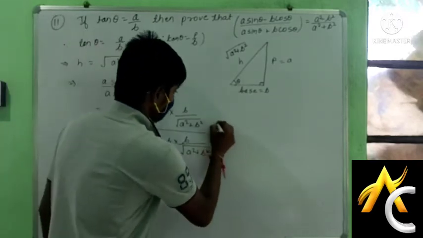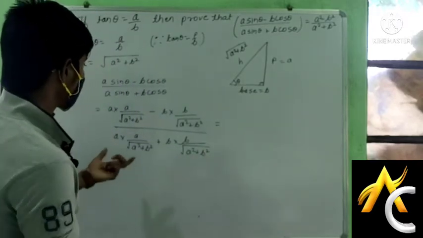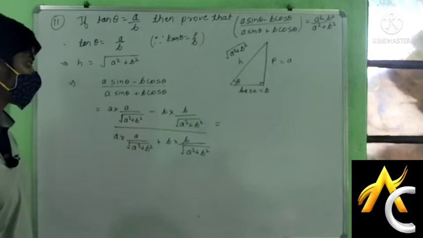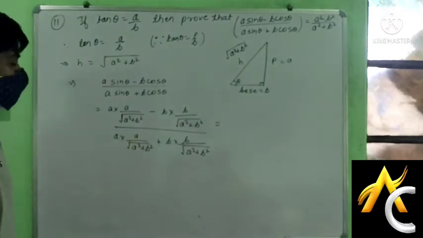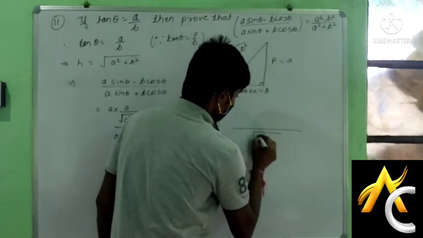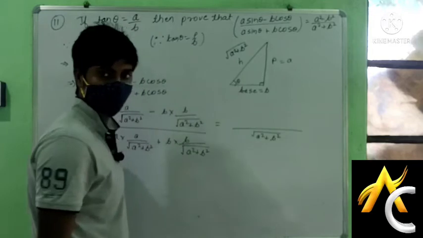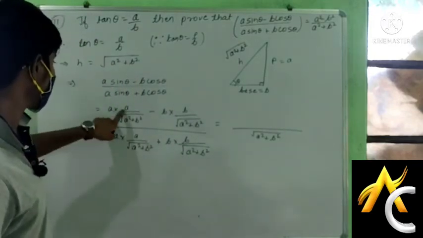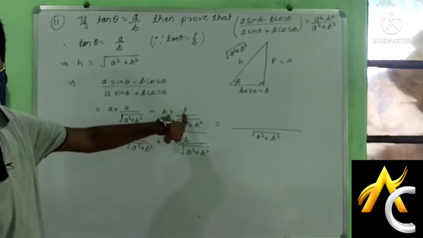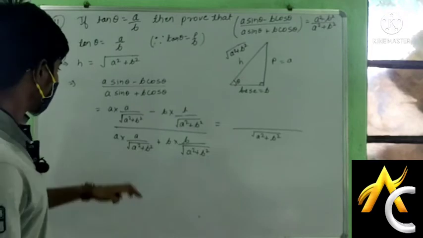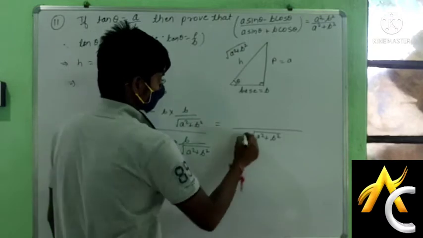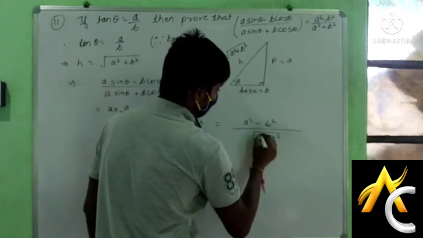Okay. So it will be equal to, by taking LCM, root under a square plus b square, because both denominators are root under a square plus b square. So the LCM will be root under a square plus b square, right? And this is a square minus b square, right? So it will be a square minus b square.